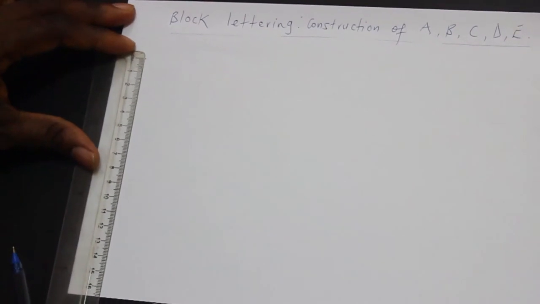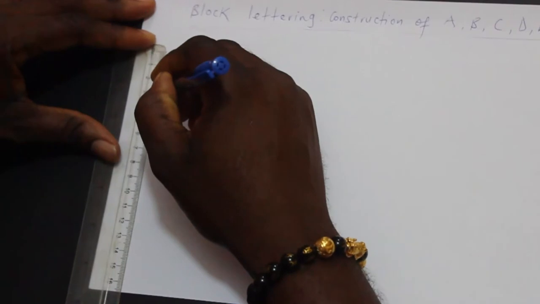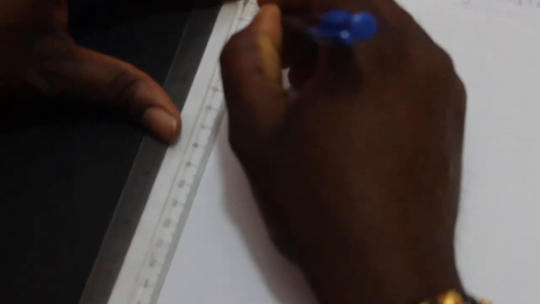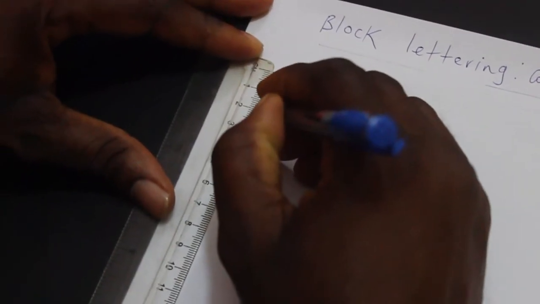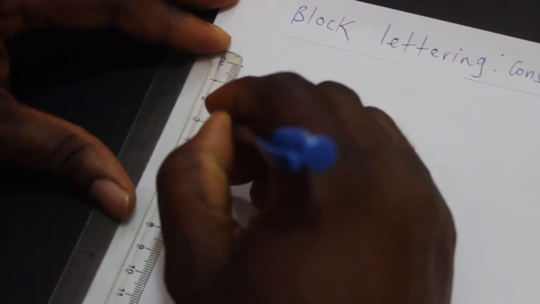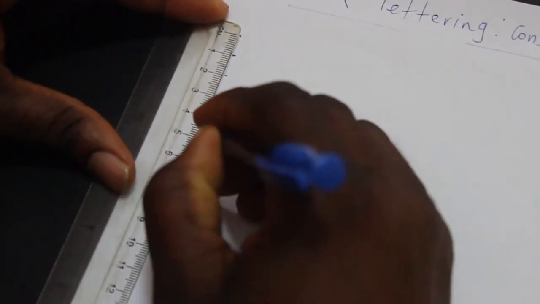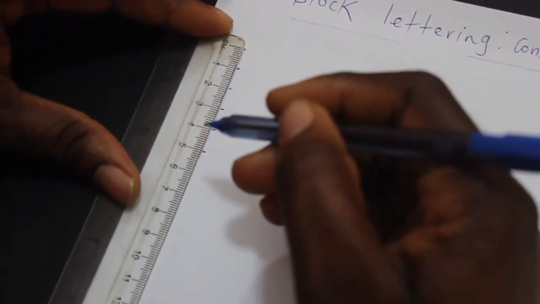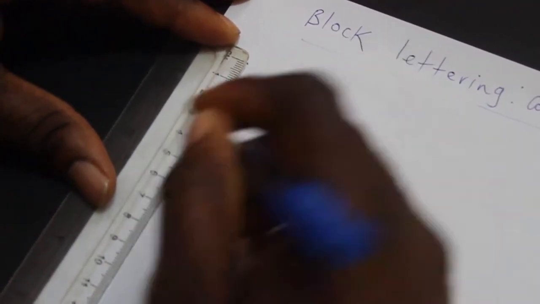0 to 1. So on 0, I have a point. Then I'll draw a straight vertical line. I'll mark another point. I'll mark another one at 2. And I'll mark another one at 3. And then the last one will be at 5. So I have 1, 2, 3, 4, 5.